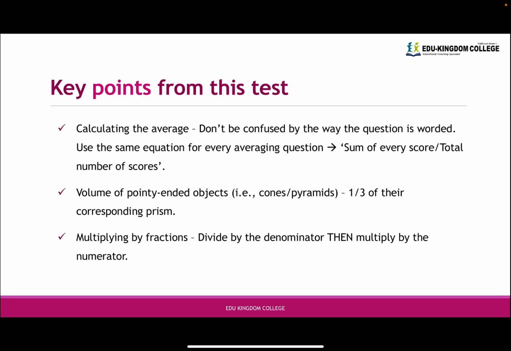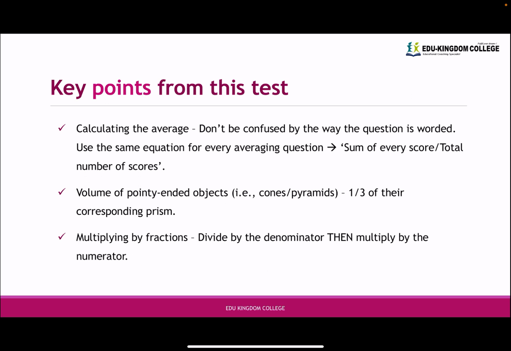Just a couple of key points from this test. Calculating the average: use the same equation every time. Okay, sum of every score over total number of scores. Don't get too confused by the wording. Also, volume of pointed objects, basically cones or pyramids, it's always a third of their corresponding prism. So it's got to have the same area of the base shape and the same height as well. Okay, it doesn't work otherwise.